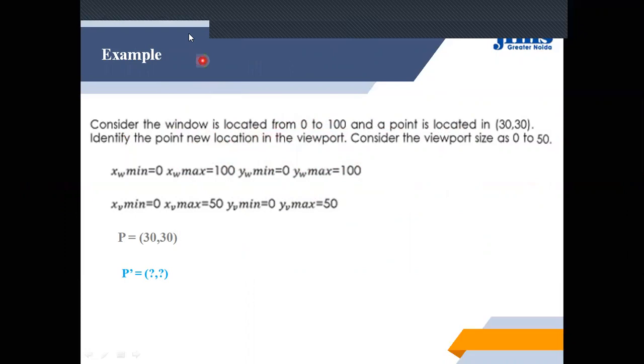A window is given to us. Consider a window located at 0 to 100, 0 to 100, and a point at 30, 30. From 30, 30 we have to map onto a viewport whose size is 0 and 50.